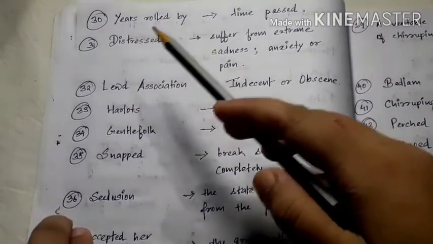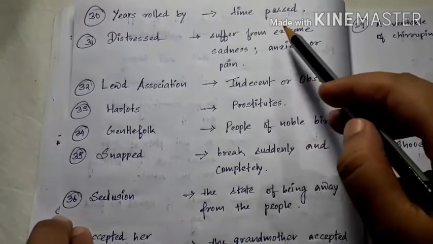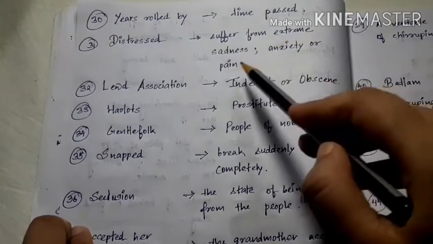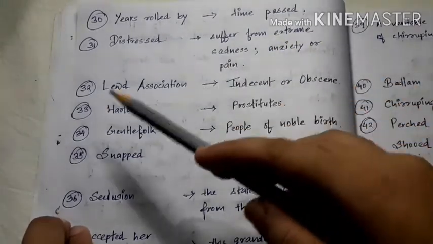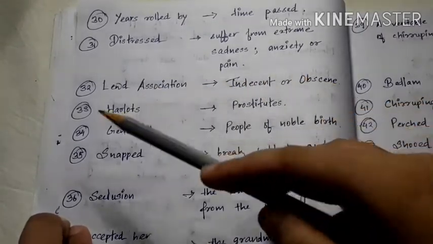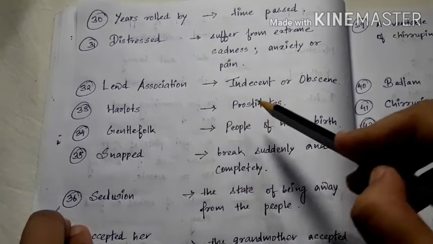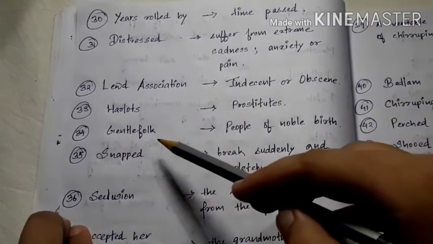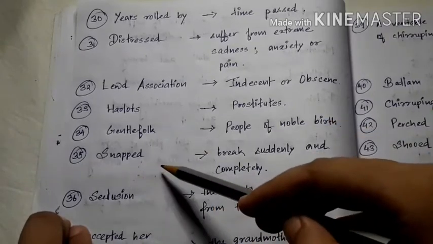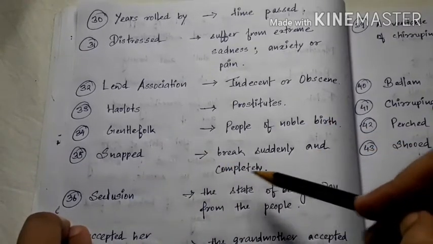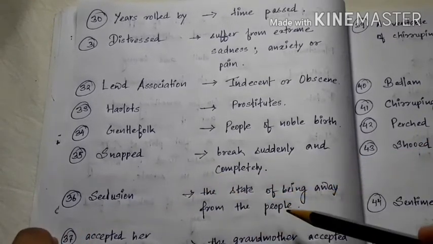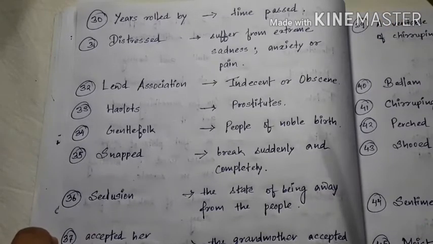Number 30, years rolled by, meaning time passed. Number 31, distressed, meaning suffer from extreme sadness, anxiety or pain. Number 32, lewd association, meaning indecent or obscene. Number 33, harlots, meaning prostitutes. Number 34, gentlefolk, meaning people of noble birth. Number 35, snapped, meaning break suddenly and completely. Number 36, seclusion, meaning the state of being away from people or the state of being private.